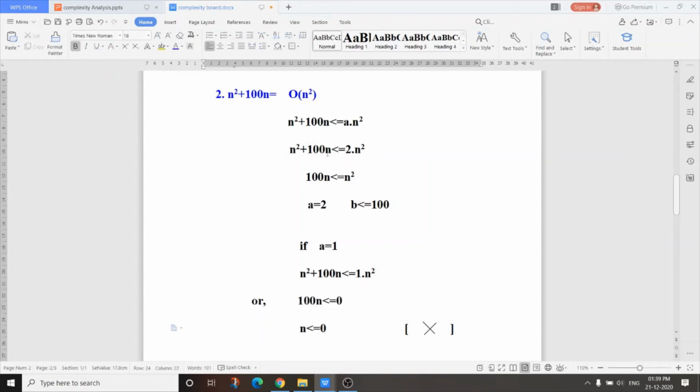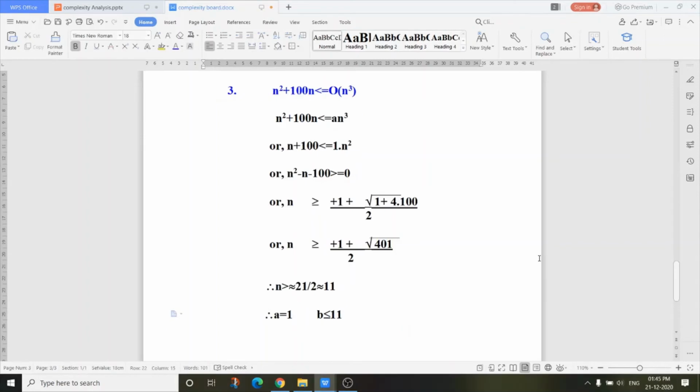So I have to take this one. n square plus 100n less than or equal to, where the value of a is 2. So n square plus 100n less than or equal to 2 times n square. So I can say that 100n less than or equal to n square. So if a equals 2, b is greater than or equal to 100. So if a equals 2 and b is greater than or equal to 100, then I can say that n square plus 100n is order of n square.